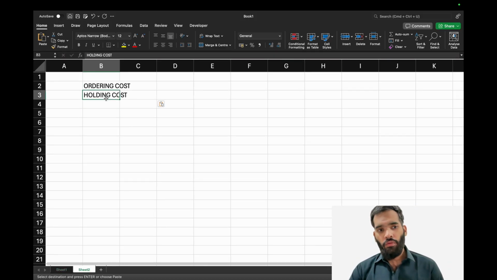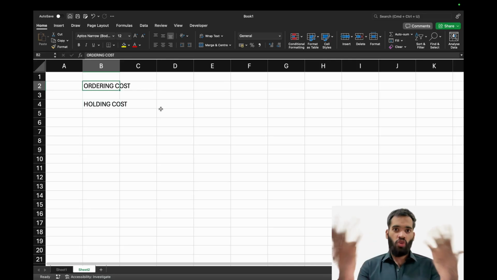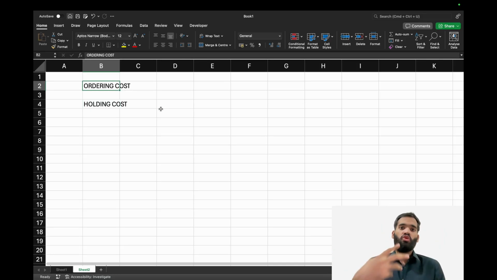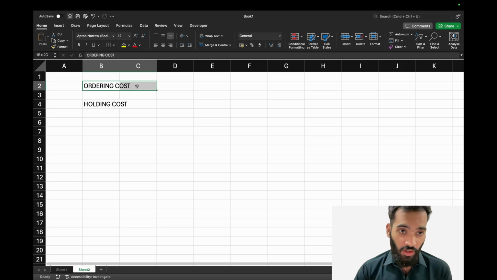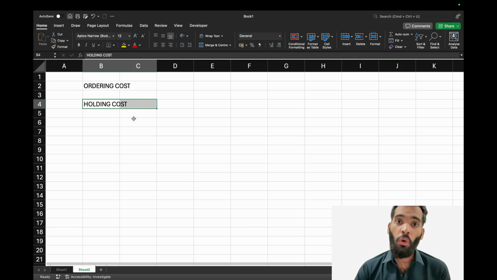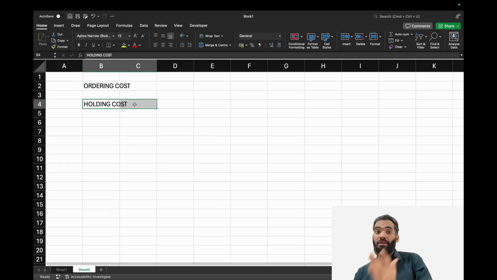So now the thing is, of course, if you want to minimize the ordering cost, you can have large orders, right? You can place large orders, so you don't have to order again and again and pay the transportation on the inventory. However, if you buy large quantities of inventory, now you have to hold it somewhere, so the holding cost will actually go up. So that means if I'm minimizing this cost, I am actually increasing this cost.